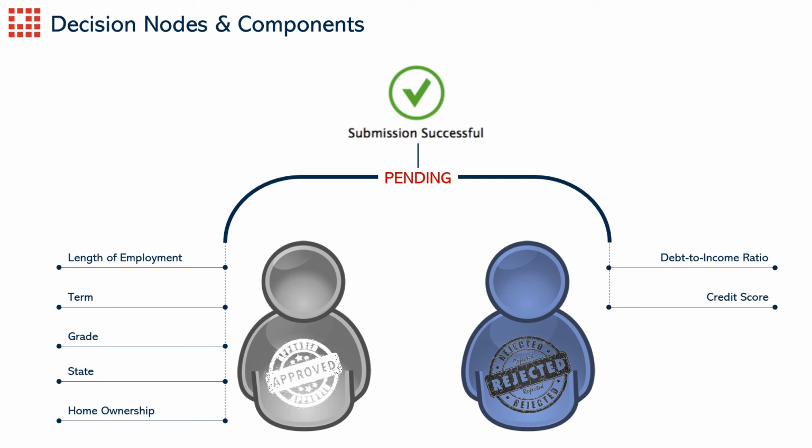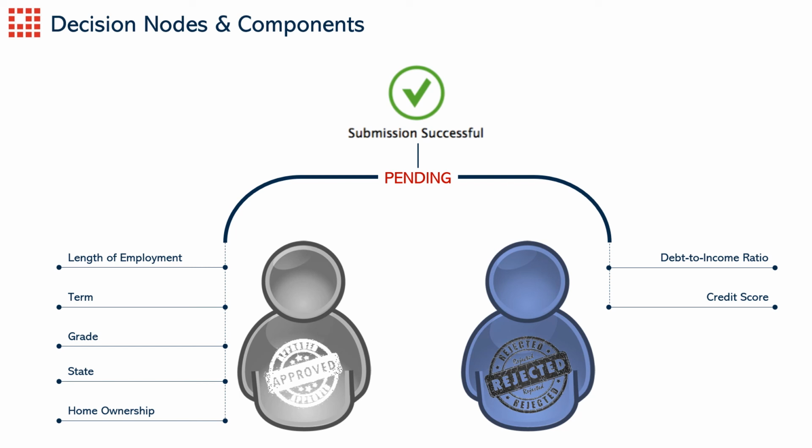The approval node for the purpose of this analysis has 5 components, with one omitted: length of employment, an ordinal variable with 12 levels; term, a nominal variable with 2 choices; grade, an ordinal variable with 7 levels; state, a nominal variable with all 50 states included; home ownership, a nominal variable with 5 choices. It is important to note none of these are continuous variables and therefore will help narrow the type of analysis conducted.